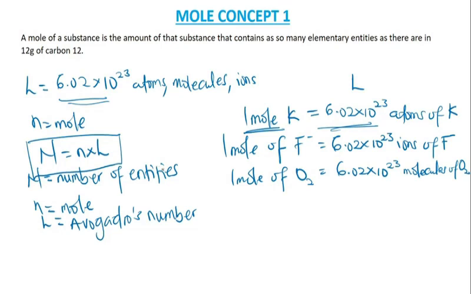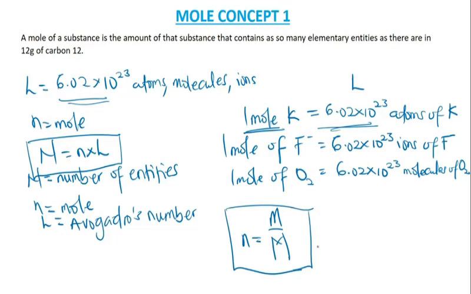We can also find mole by using molar mass of a particular quantity. The molar mass of a particular quantity is the mass of 1 mole of that substance, and the mole can also be given by mass over molar mass. So this relation is also very, very important.